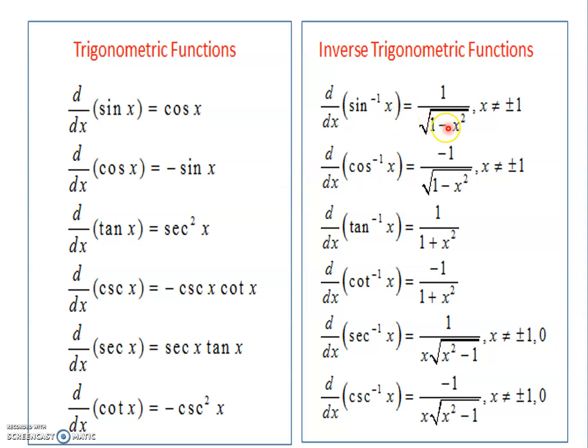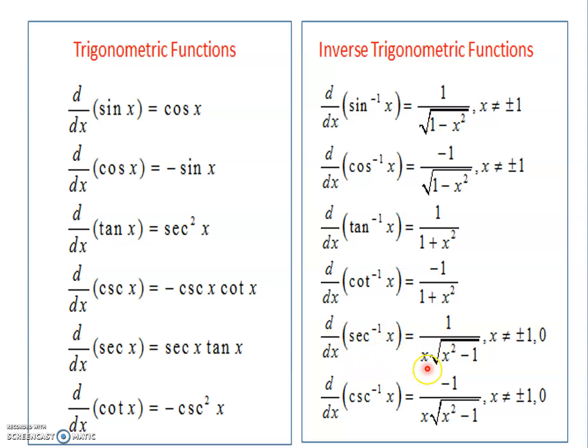Derivative of sin inverse x is 1 upon under root 1 minus x square, where x is not equal to plus minus 1. Be careful, the number is always greater than 1. Derivative of cos inverse of x is equal to minus 1 upon under root 1 minus x square, x not equal to plus minus 1. Derivative of tan inverse x is 1 upon 1 plus x square. Derivative of cot inverse x is minus 1 upon 1 plus x square.